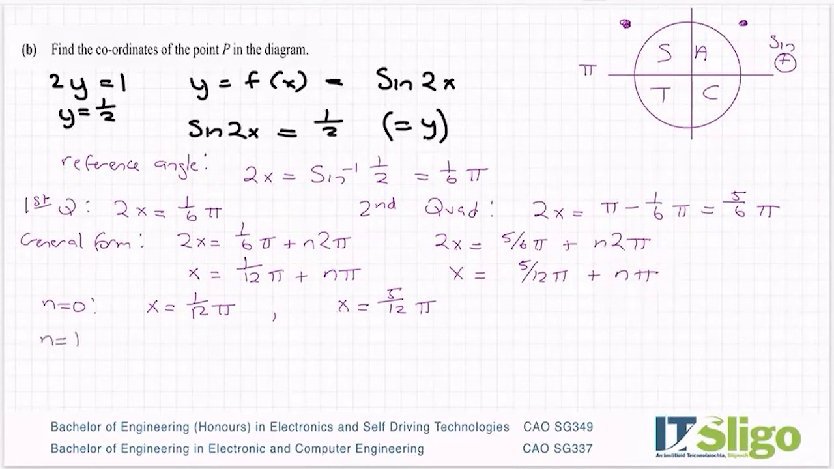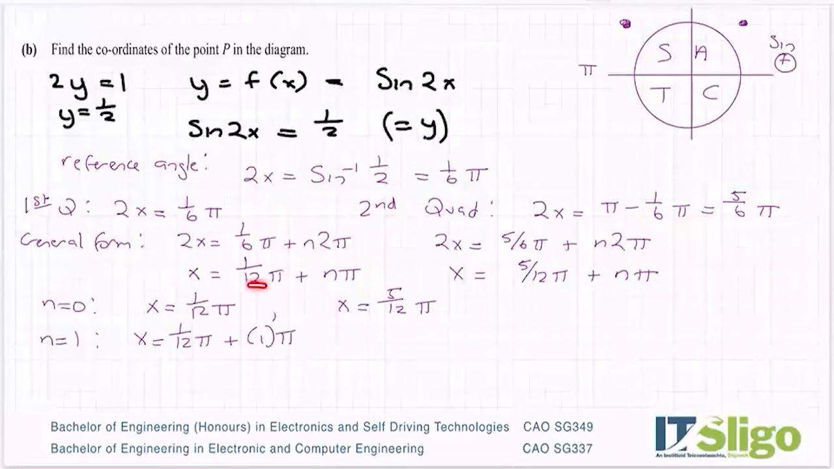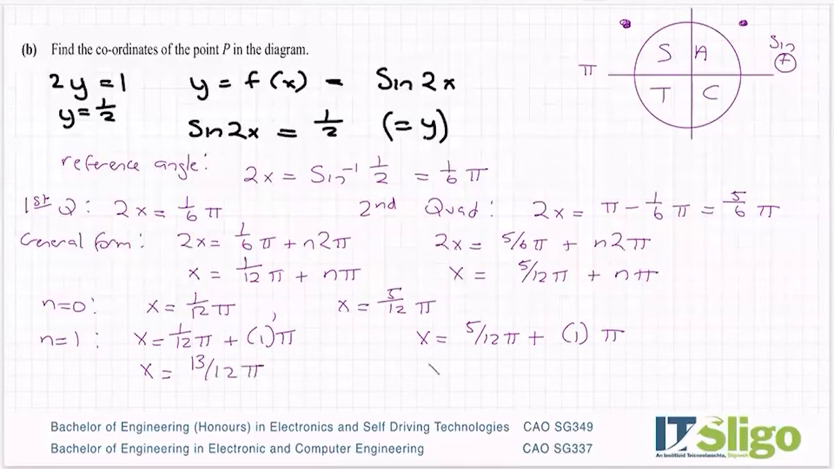Okay, doesn't disappear though when n is equal to 1. In this case, x is equal to 1/12 pi plus pi, okay, or I should sub in the 1. What I'm doing is I'm subbing in 1 here into the general form. And over here, x is equal to 5/12 pi plus 1 pi. Okay, so x is equal to here. So I look at that as 12 twelfths. So that's 13 twelfths if I add on the other one. And this is equal to 12 and 5, 17/12 pi.